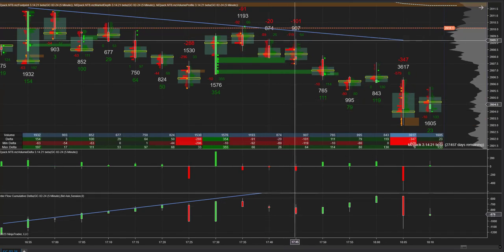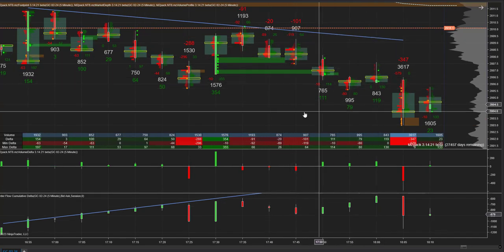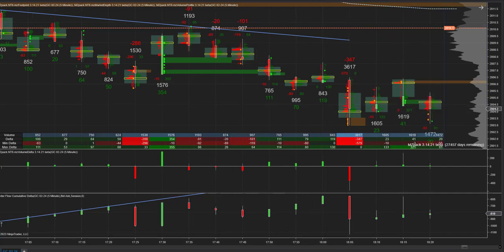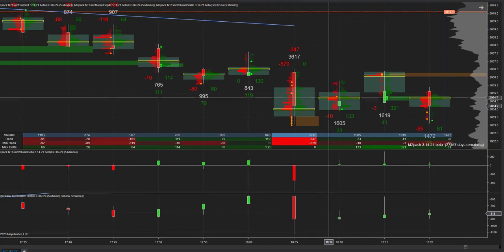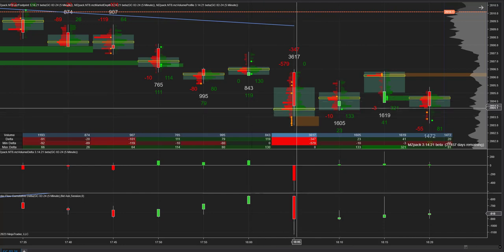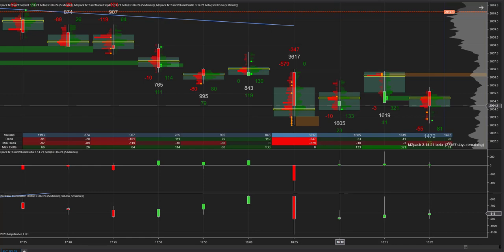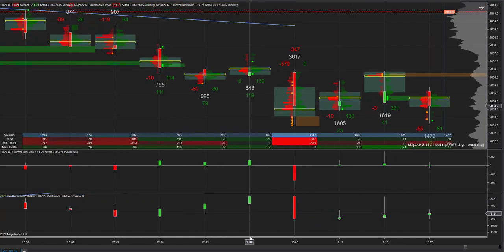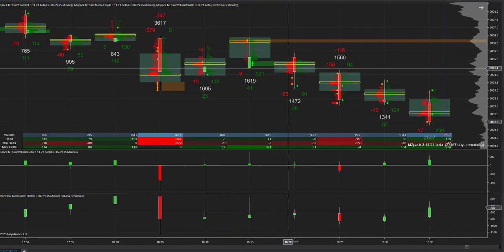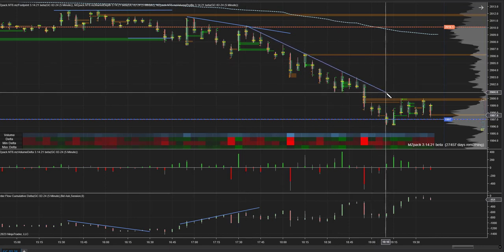So I stayed with this trade until I saw some sign of the buyers stepping in. This candle wasn't. Once this candle closed, I exited the trade at the opening of this candle. There you go. So that was another trade which I took. Next one was this. Here was another opportunity.